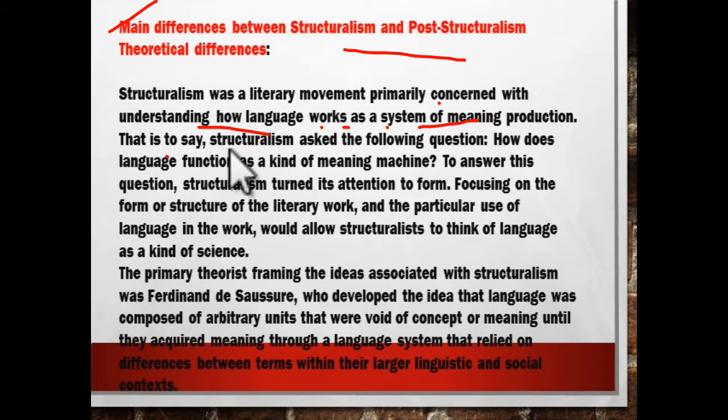That is why structuralism asks the following question: how does language function as a kind of meaning machine? To answer this question, structuralism turned its attention to the form or structure of the literary work, and the particular use of language in the work. This would allow structuralists to think of language as a kind of science.